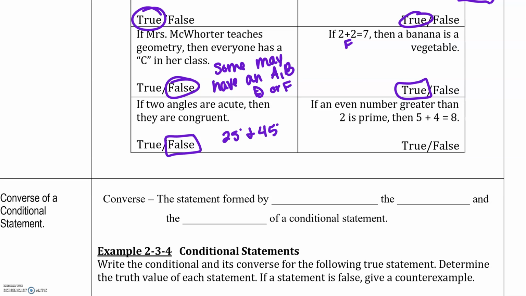Last one, if you want to try it, go for it. Otherwise, keep watching. This one: if an even number greater than 2 is prime, then 5 plus 4 is 8. Well, let's first look at this one. An even number greater than 2 is prime. Well, that is false because if we have an even number, it's not prime. It's divisible by 2. So that means with this hypothesis being false, automatically it's true.